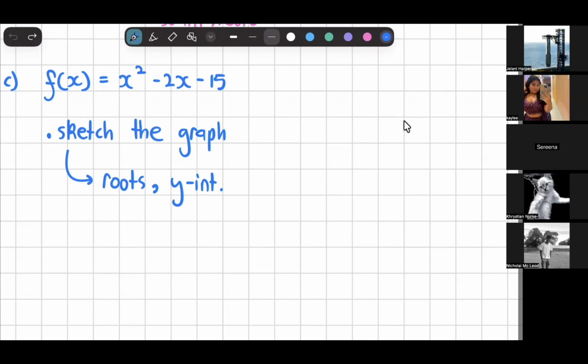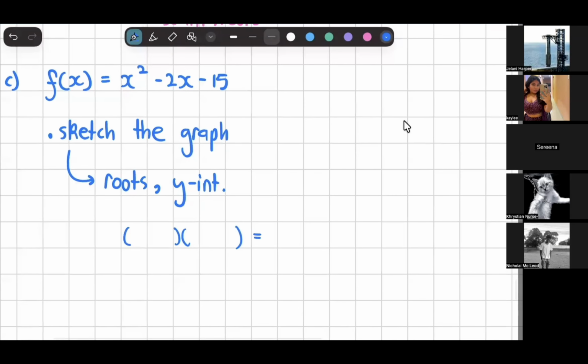So, Kaylee, to figure out the roots, I'm going to factorize and I'm going to put this entire thing equal to what? If I want to figure out the roots, you're gonna put the entire thing equal to 0. Right. And that is because at the roots, what is equal to zero?